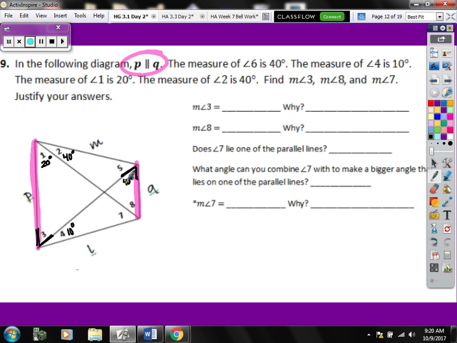What type are these? Are they alternating or are they same side? Marquise? They're alternating. They're inside of my pink lines, so these are alternate interior angles, which have to be congruent. So 3 has to be 40.